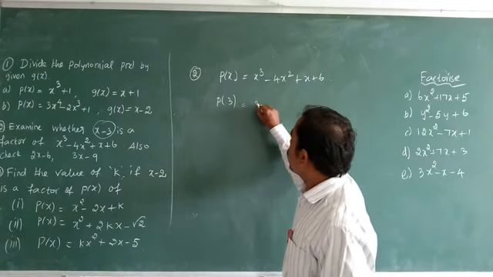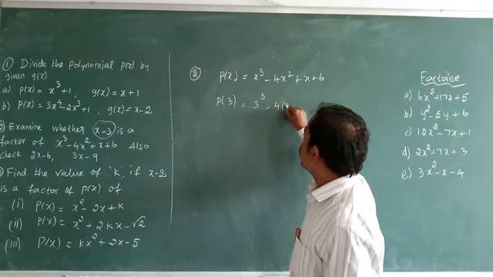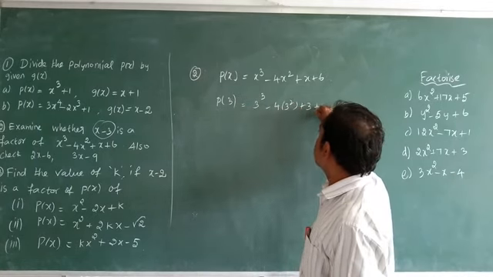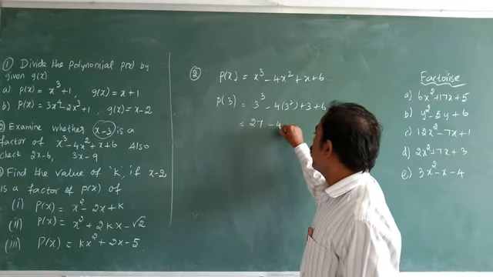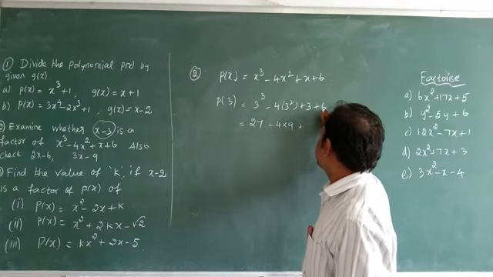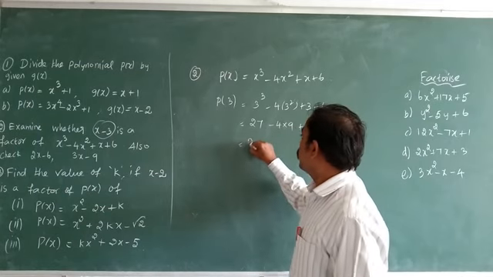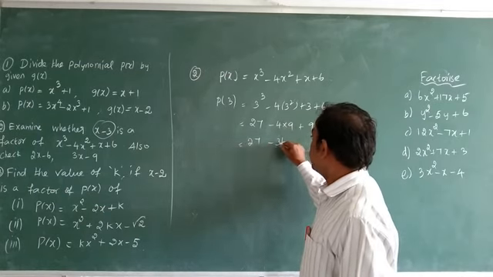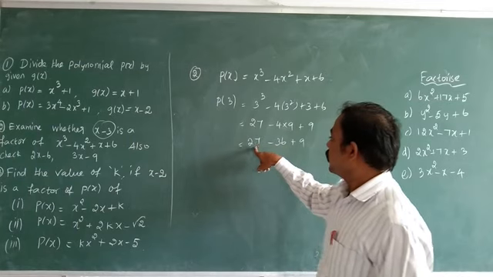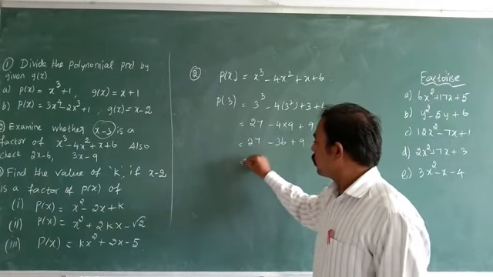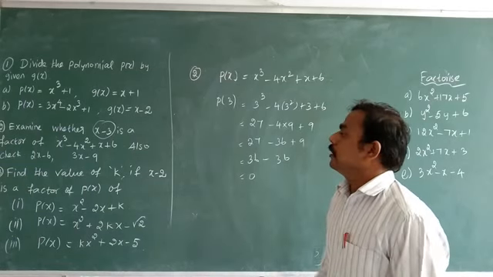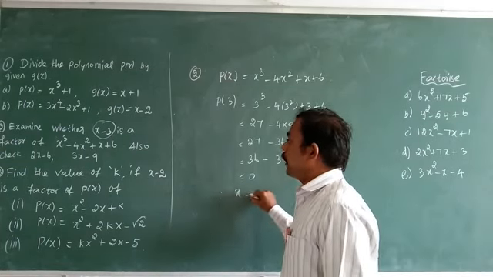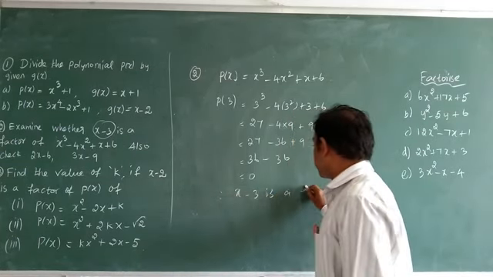Right. So 3 power 3 minus 4 into 3 squared plus 3 plus 6. So 3 power 3 is 27, minus 4 into 9 is 36, plus 3 plus 6 is 9. So 27 plus 9 is 36. So 36 minus 36, so automatically 0. So therefore x minus 3 is a factor.